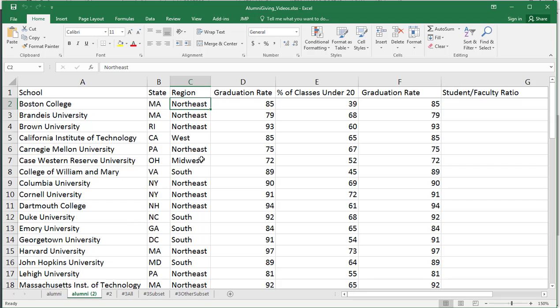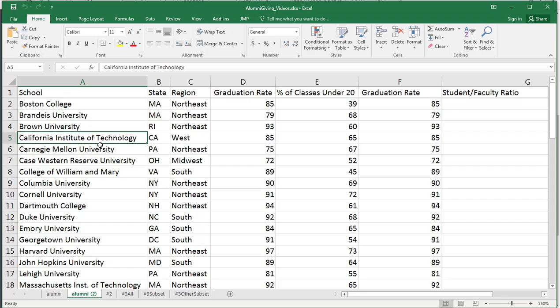Right. So when we create dummy variables, an indicator variable is another name for it. It's a 1 or a 0. So if we have a variable called Northeast, then the row that contains a college or university in the region of the Northeast would contain the number 1. If it was not in the Northeast, like California Institute of Technology here, row 5, then that variable would have a 0 in it, indicating that it's not in the Northeast.